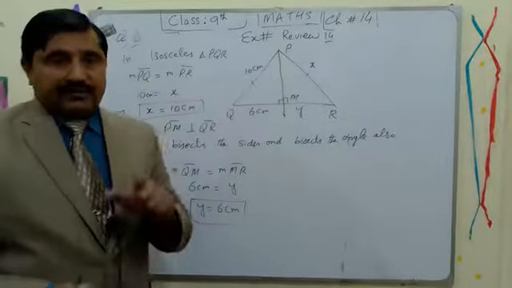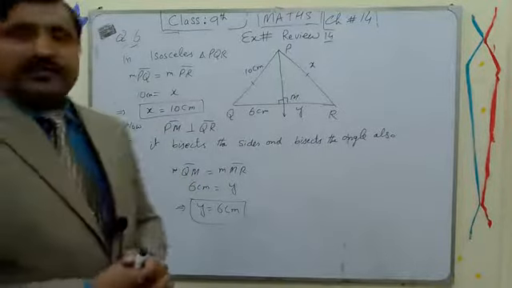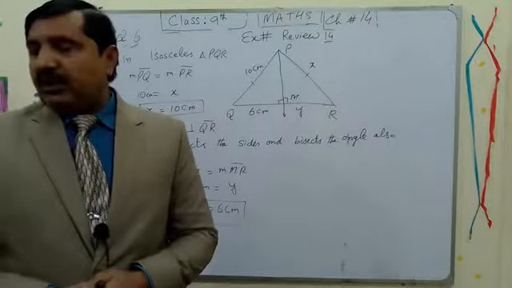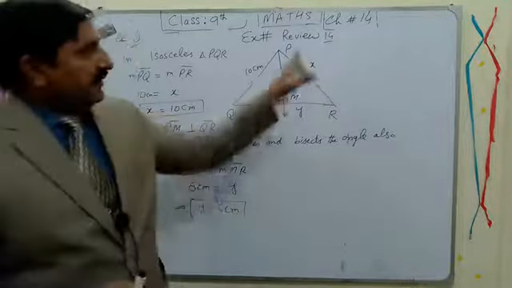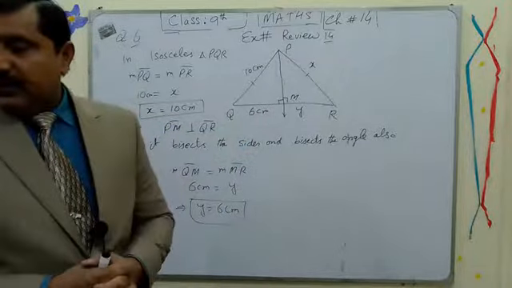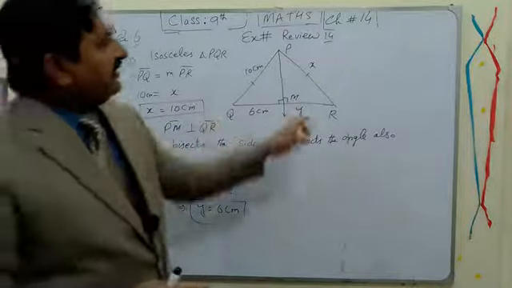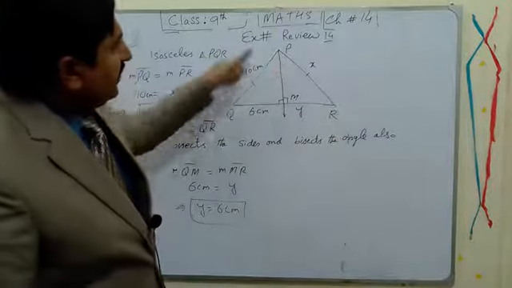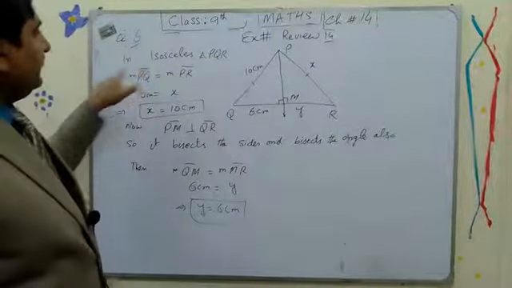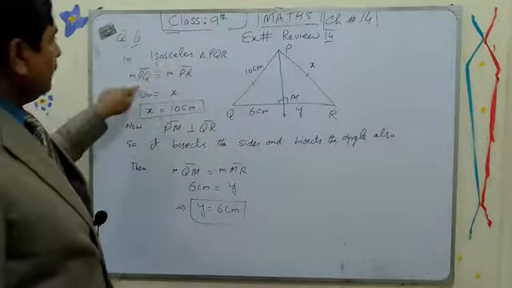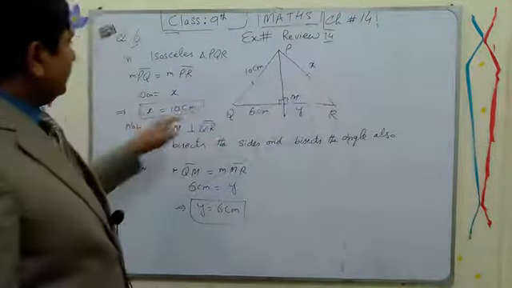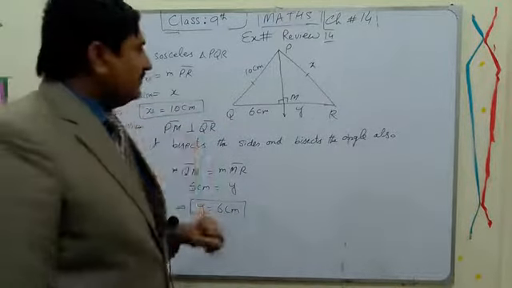Okay guys, now question number 6 of review exercise chapter 14. In isosceles triangle PQR shown in the figure, we have to find the values of the unknowns x and y. Since it is an isosceles triangle, PQ and PR are both equal. So PQR is an isosceles triangle, so PQ is equal to PR. That's why 10 is equal to x. This implies that x is equal to 10 centimeters. It was a very easy question, boys.